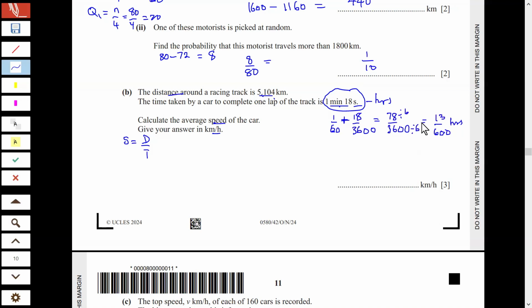Okay. So now to apply this formula, speed is distance over time. So the distance given is 5,104. Now, if you're to divide by this, it means we have to convert the sign to multiplication and then invert this as 600 over 13. So if you multiply this out and divide by 13, you're going to get 236 kilometers per hour.